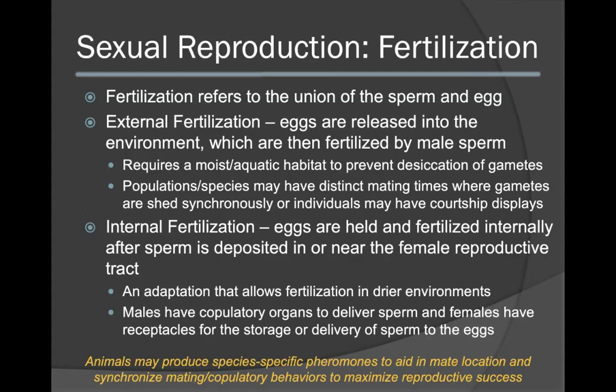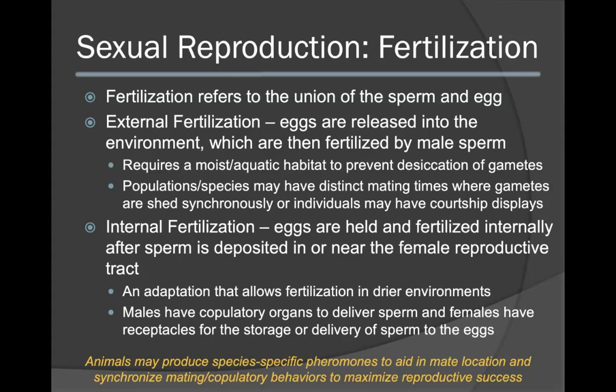Fertilization specifically refers to the union of sperm and egg that occurs during sexual reproduction. During sexual reproduction, fertilization can occur externally or internally. In external fertilization, eggs are typically released into the environment and then fertilized by the male sperm. This mode of reproduction requires a moist and aquatic habitat in order to prevent desiccation of the gametes. Populations and species may have distinct mating times where gametes are shed synchronously, or they may have extensive courtship displays to aid in fertilization success.